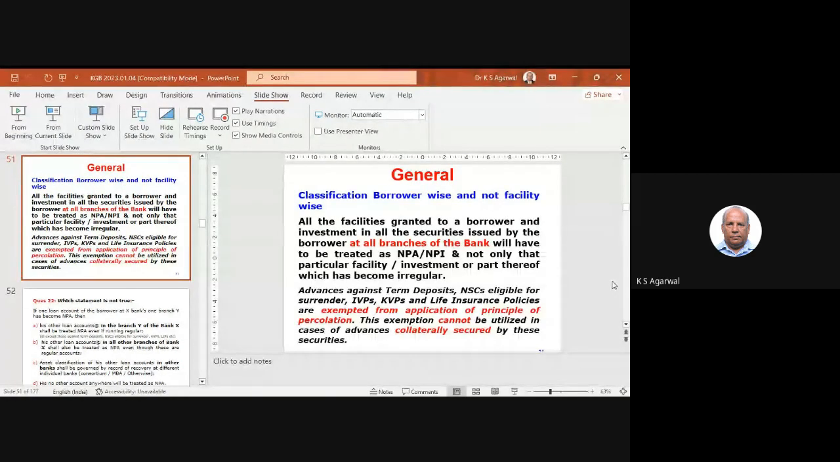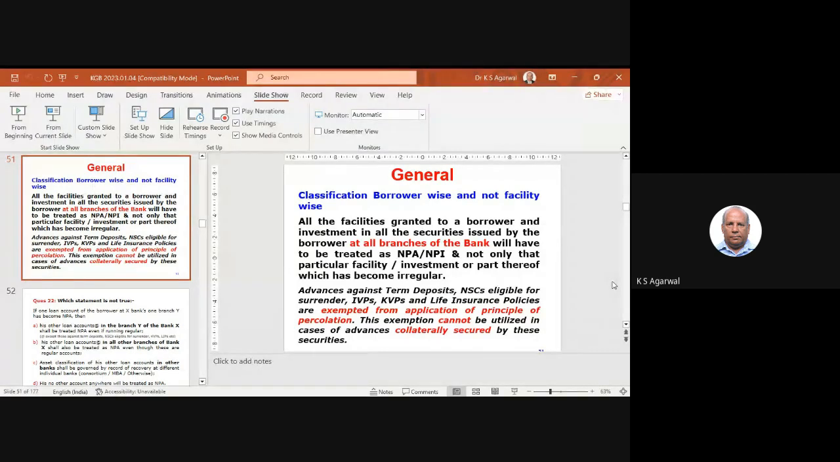Classification is borrower-wise, not facility-wise. If one account becomes NPA in one bank, in one branch, all the borrower accounts of the same person will become NPA. So here, the car loan and housing loan may be in the same branch, or the car loan in branch A and the home loan in branch B, but the bank is the same. Then if the car loan becomes NPA, the home loan will also become NPA, so at all branches of the bank.